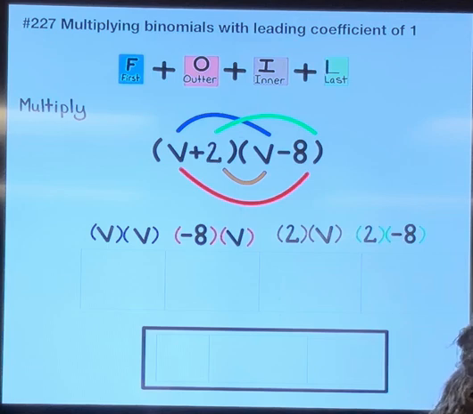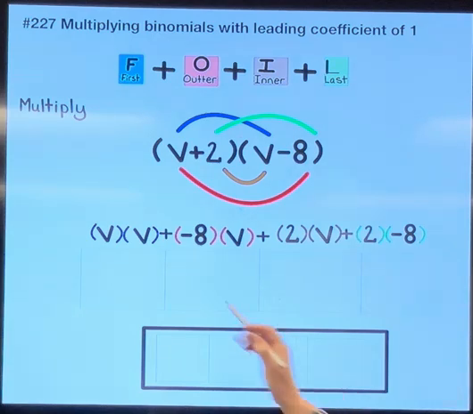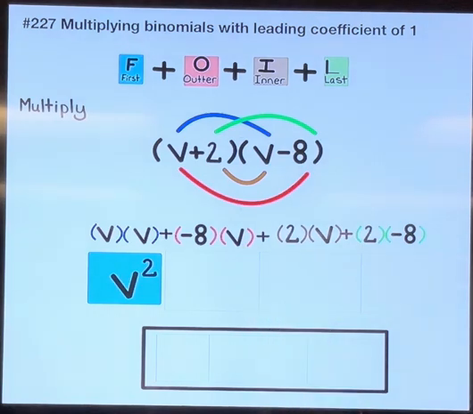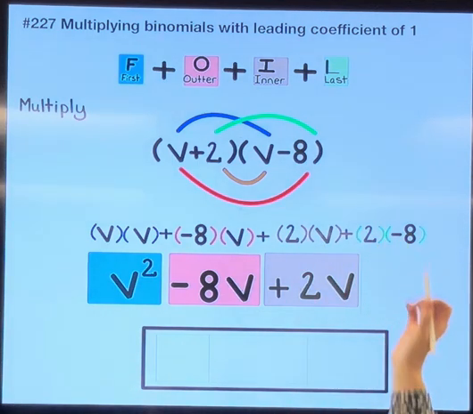Now, FOIL is multiplication, but you're adding these terms together. So there's a plus between each one of these. But when I multiply V times V, I get V squared. When I multiply -8 times positive V, I get -8V. 2 multiplied by V is 2V, and then 2 multiplied by -8 is -16.